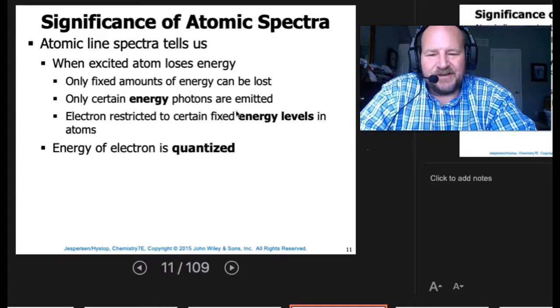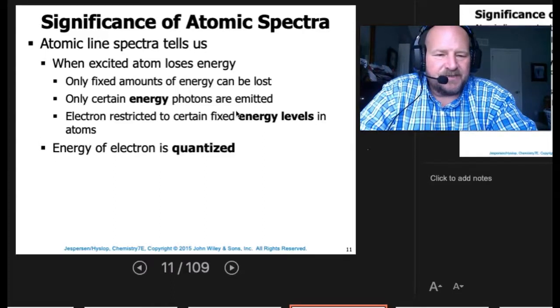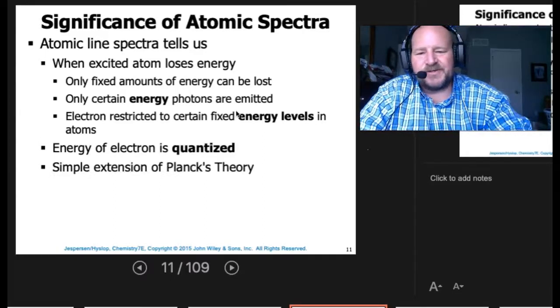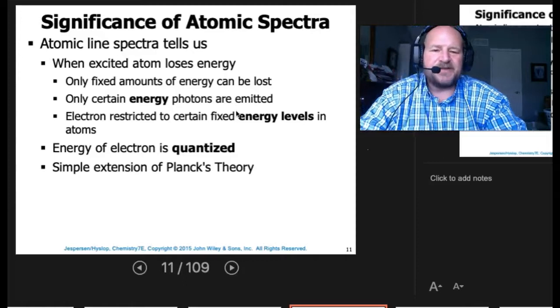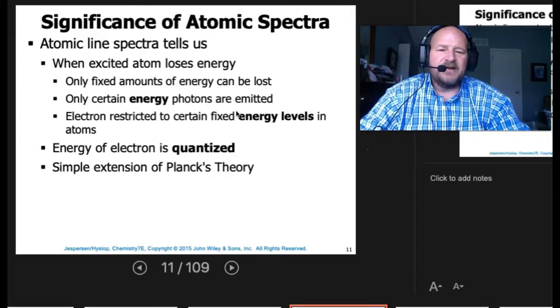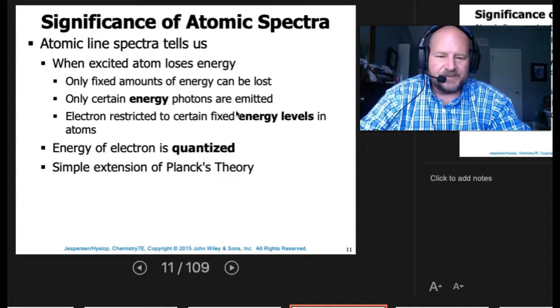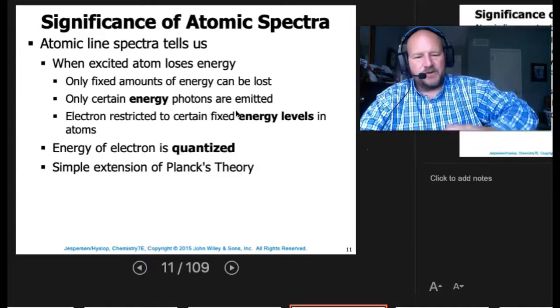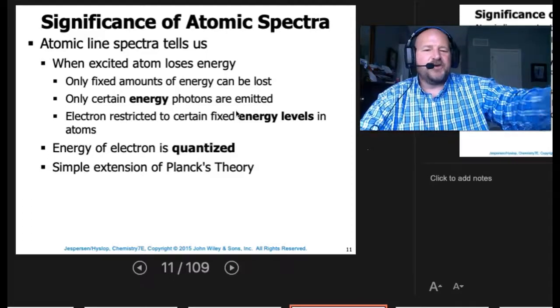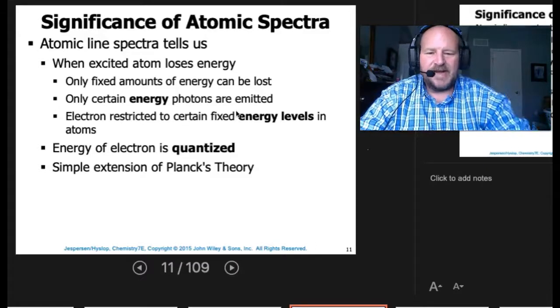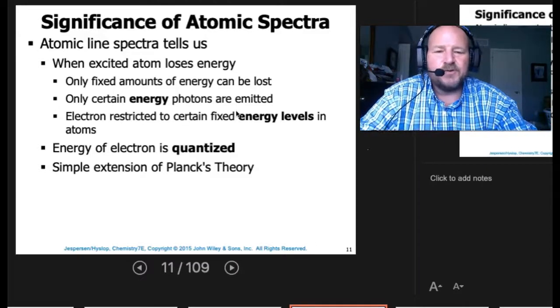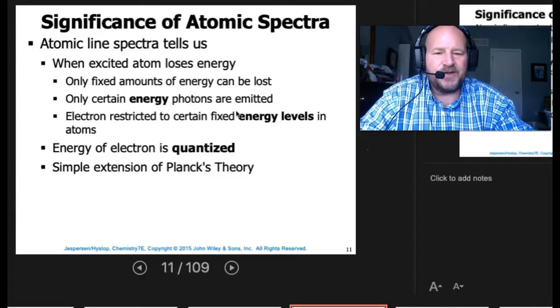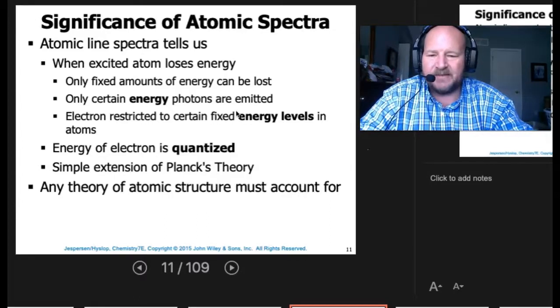That means that the energy of the electron then has to be quantized. So now this is just a simple extension of Planck's theory. Rather than talking about photons in general, what this is saying is that if we promote and demote electrons, the energy going in and out has to be related to the photon. And so we have a quantized value, that quanta, if you will, that packet.